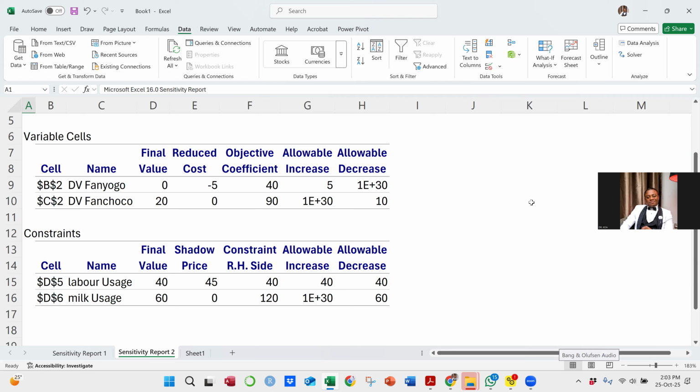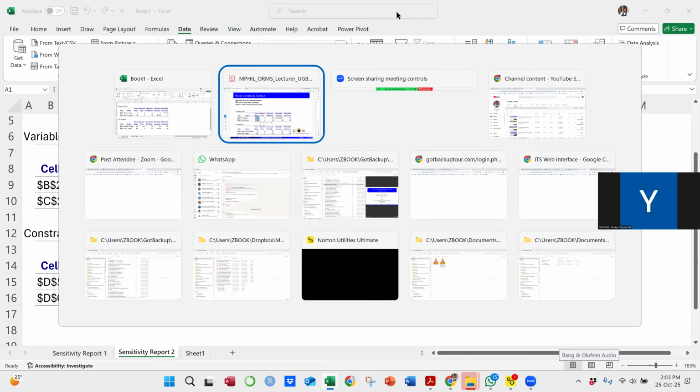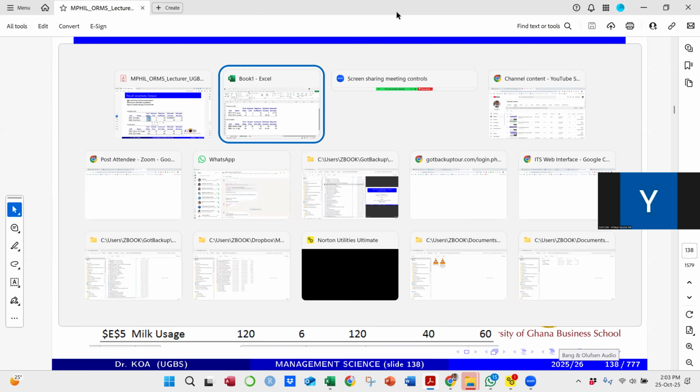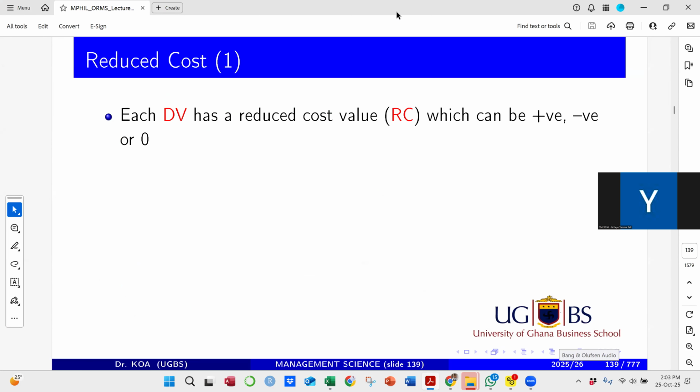So reduced cost actually tells you what happens if you go ahead and force yourself to produce what you are not supposed to produce. Reduced cost value tells you. So take note and understand this because you get a lot of questions on this. Okay.